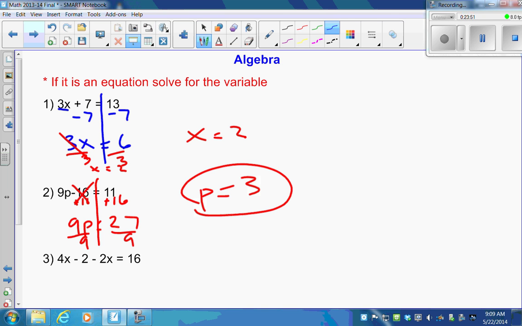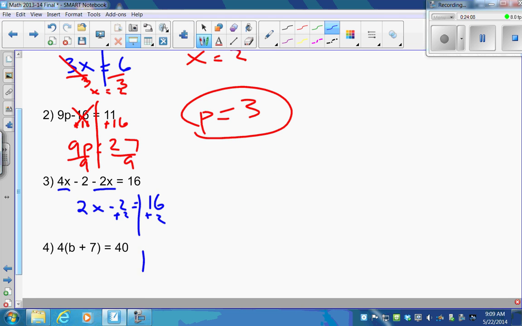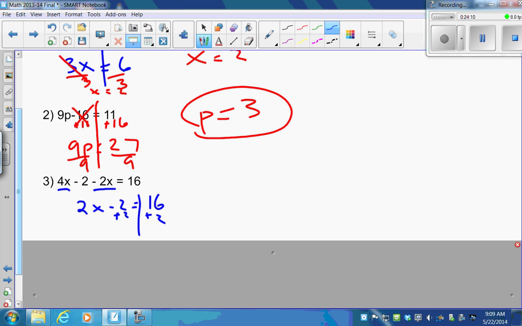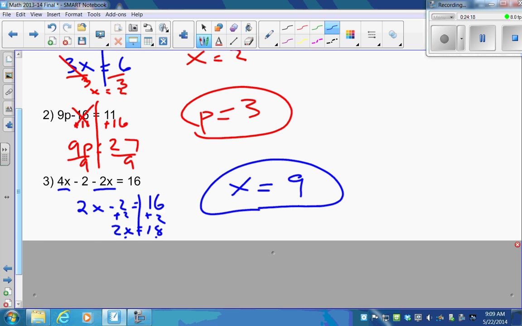And last one, I hope you combined your like terms before you started. This one's a little bit challenging, but 4x minus 2x, you can combine those before you start. 4x minus 2x is 2x. Minus 2 equals 16. The opposite would be plus 2. Plus 2, that gives me 18. 2x equals 18. Divide by 2, divide by 2. X equals 9.